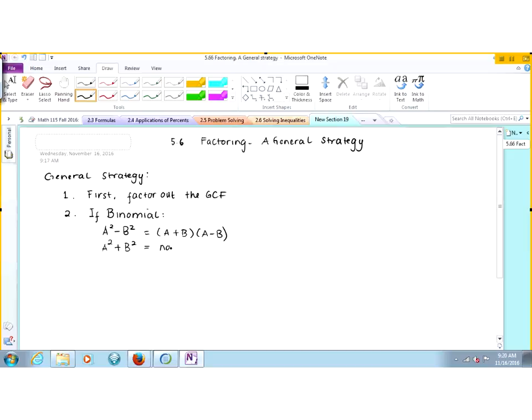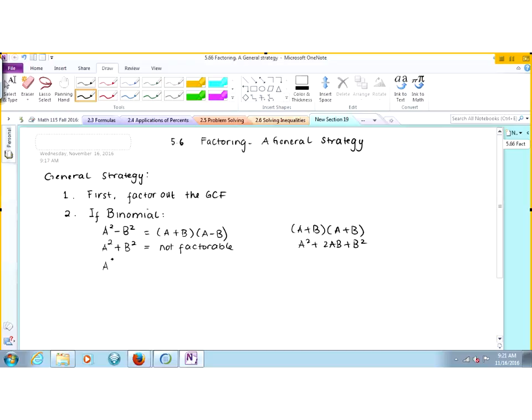What about if I have a squared plus b squared? No, this is not factorable. Why not? If I have a plus b times a plus b, like you said, what would this be? A squared plus 2ab plus b squared. So we will not have a squared plus b squared. It's not factorable. Actually, it's a complex number.